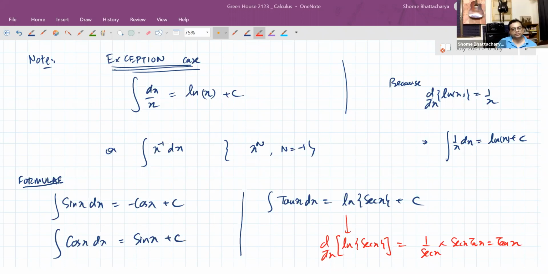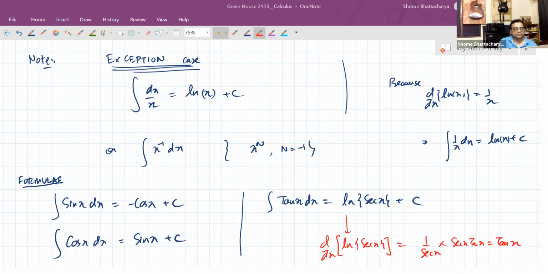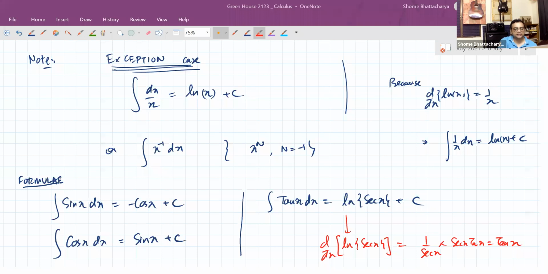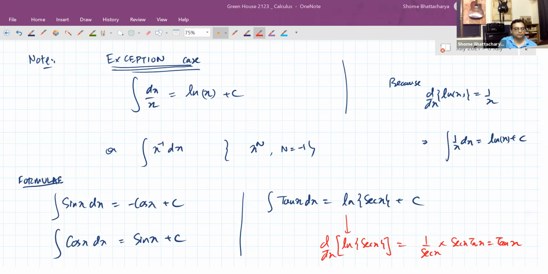So now if you differentiate ln of sec x, you'll have to apply the chain rule. So differentiation of ln is 1 by, no? The differentiation of ln sec x will be 1 by sec x into differentiation of sec x. So it's 1 by sec x into sec x tan x. So that's what shows you why that formula works. Okay.